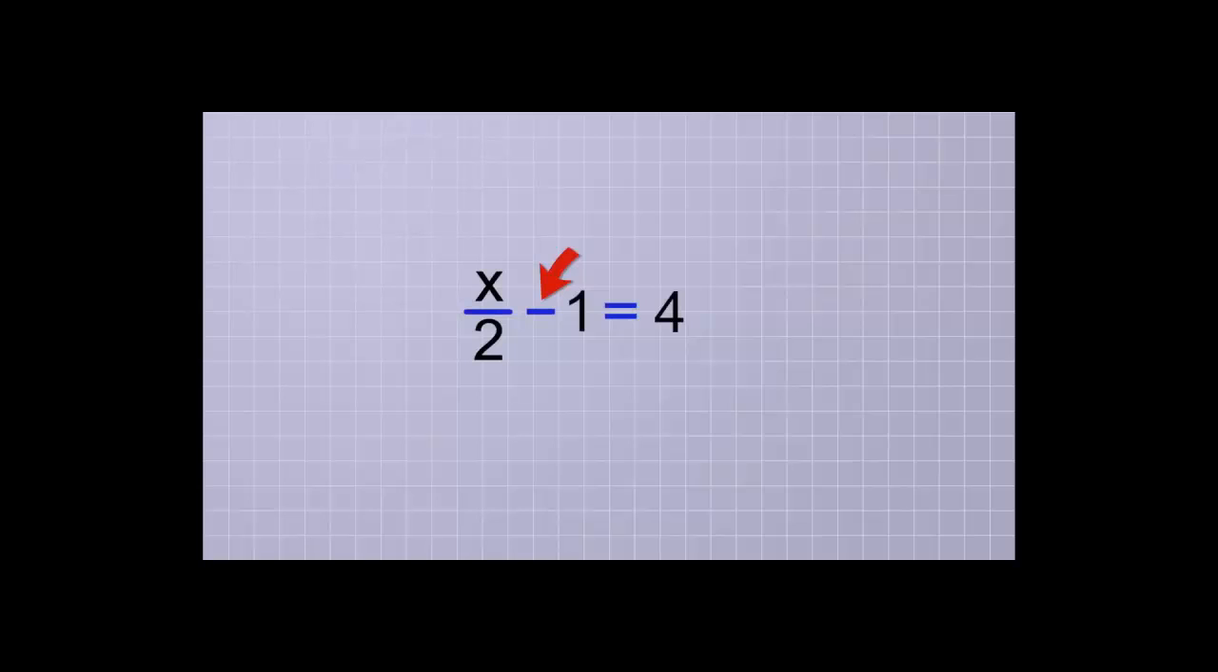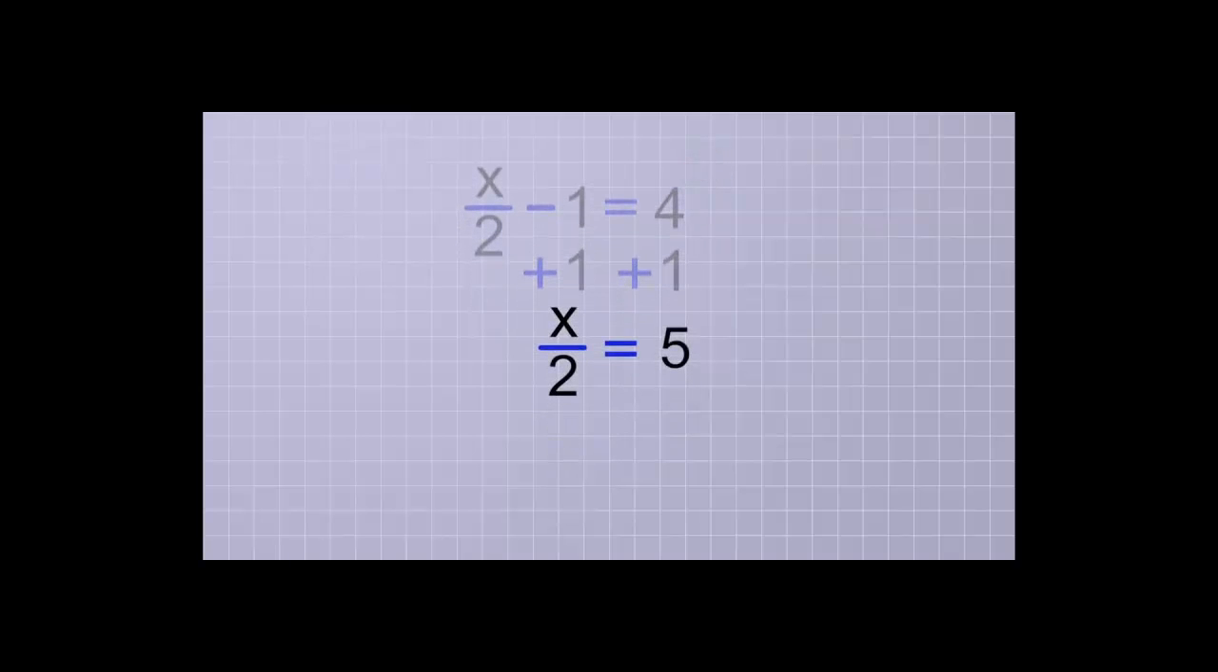To undo the subtraction, we add 1 to both sides of the equation. On the first side, the -1 and the +1 cancel out, leaving just x over 2 on that side. And on the other side, we have 4 plus 1, which is 5.